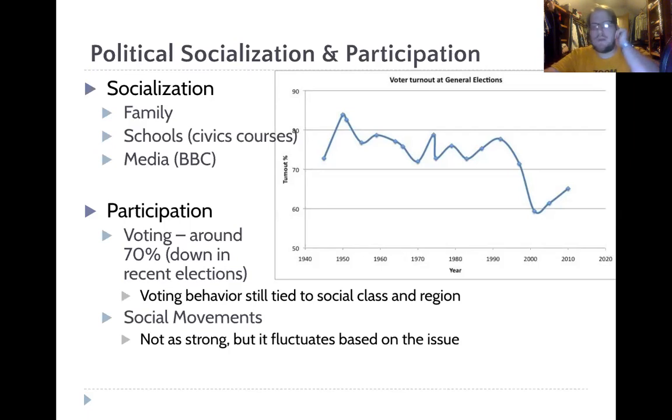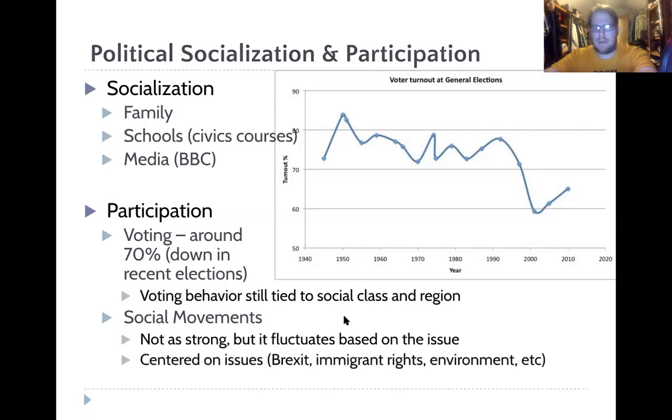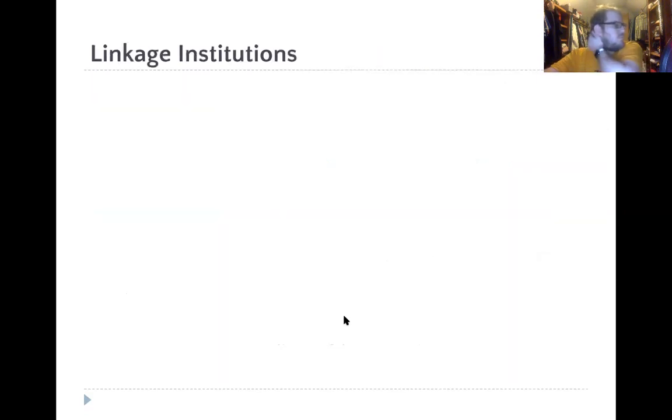Sometimes you will have some issues that will spike levels of organized political participation in social movements. You saw some of that around the Brexit campaign. You saw some of that on issues of climate change or around the war in Iraq in the early 2000s. So they tend to be single-issue centered social movements, but they tend to be weak because people don't really want to participate in them in any shape or form.